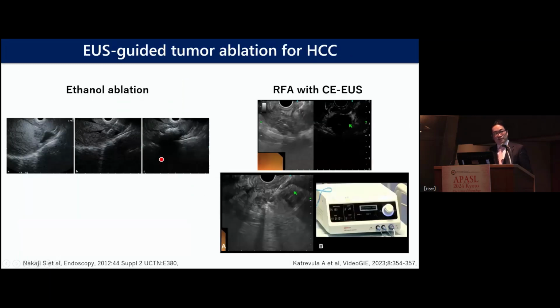And if we can take a biopsy under EUS guidance, then maybe we can perform ablation. So this is ethanol ablation under EUS guidance using ethanol for hepatocellular carcinoma, and we can also apply RFA in combination with contrast enhanced EUS. So these are maybe future indications for endohepatology.